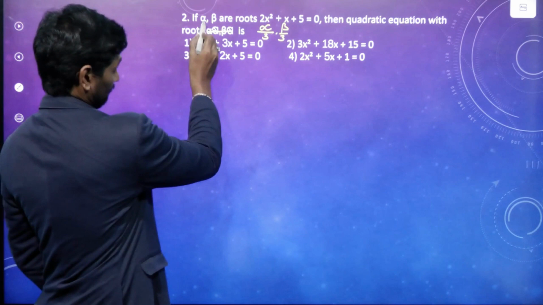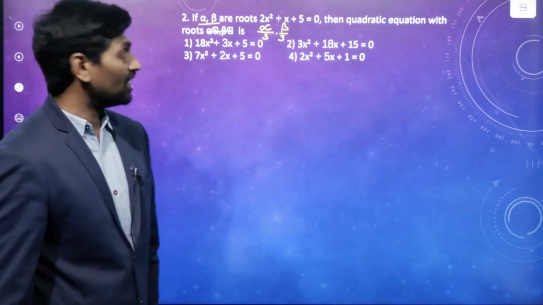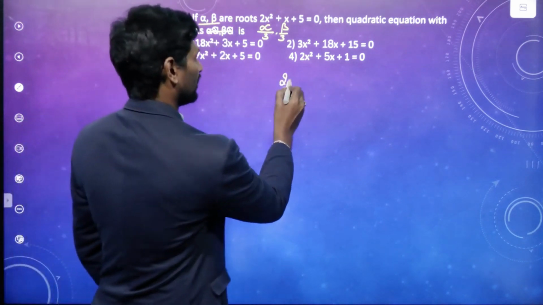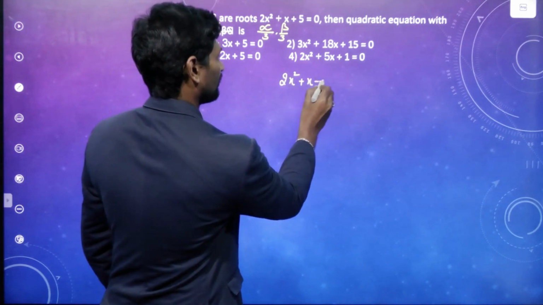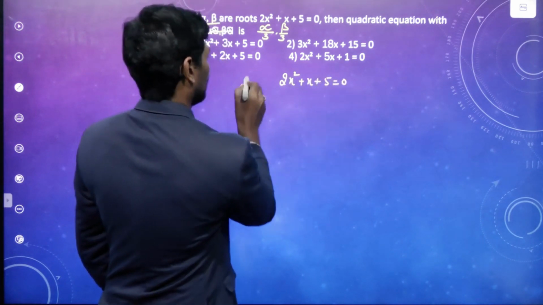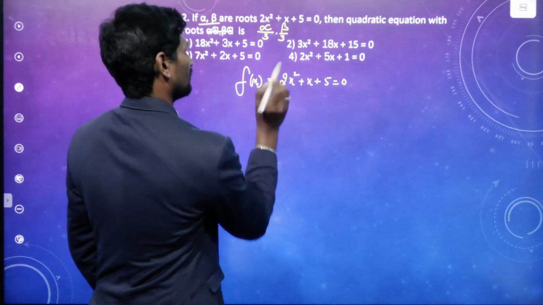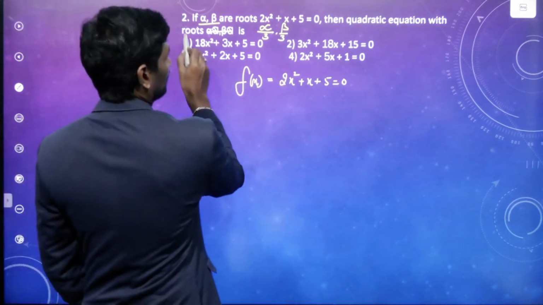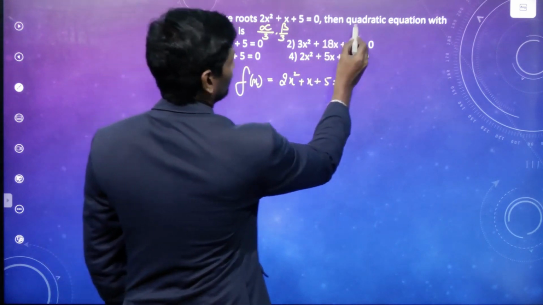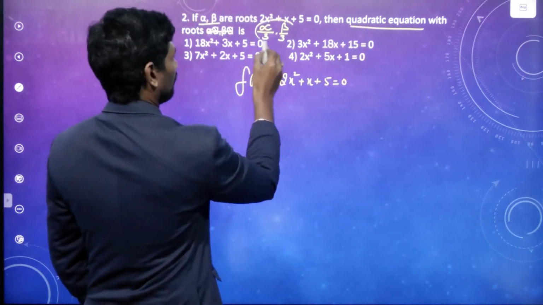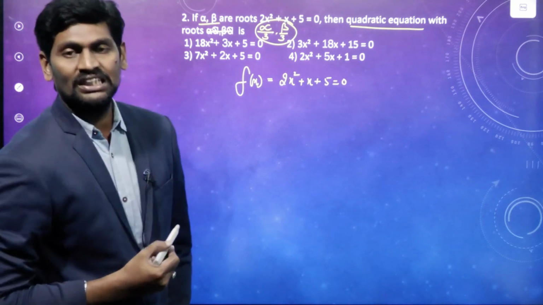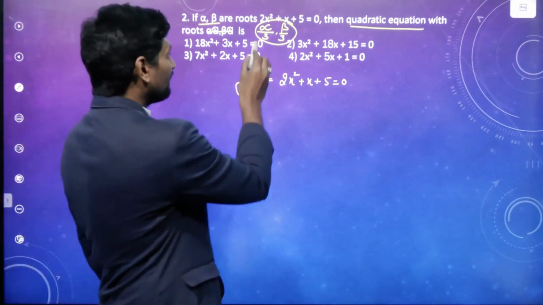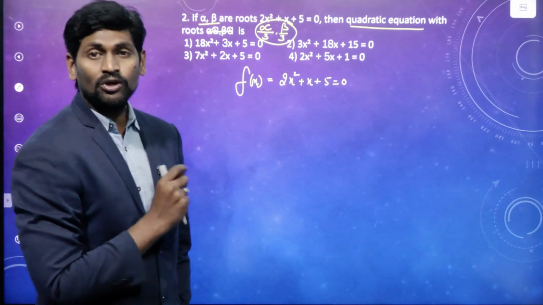Same like the previous problem, alpha, beta are roots of the quadratic equation 2x square plus x plus 5 equals to 0. Let us take this f of x. Okay, na? And what is the quadratic equation having the roots of alpha by 3, beta by 3? Here 3 is dividing, then what is our required quadratic equation?